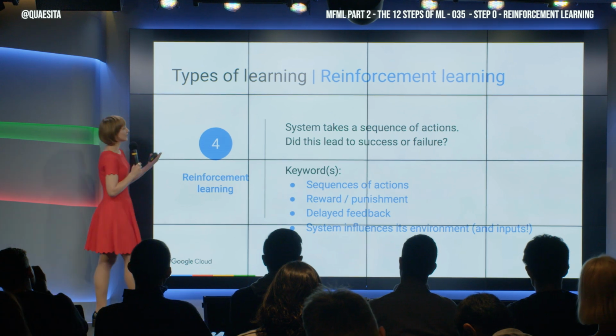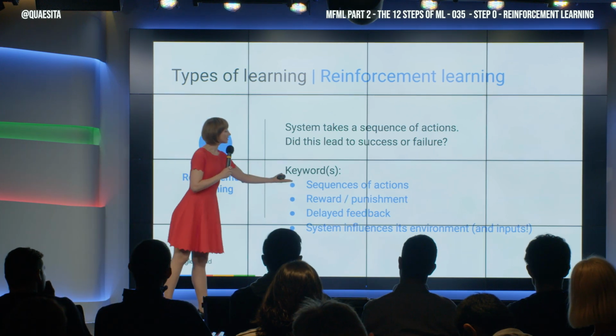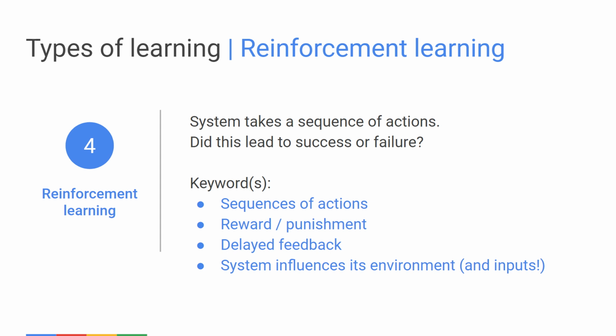So you can diagnose your task. If you're dealing with sequences of actions, there's some notion of reward or punishment, there's some notion of score, there's delayed feedback, so you don't get an immediate signal for the total goodness of every little movement, and the system influences its environment and input. So there's that last bit. The actions that the system takes also influence the data that it will be seeing coming in. So if you have all these, you have reinforcement learning.